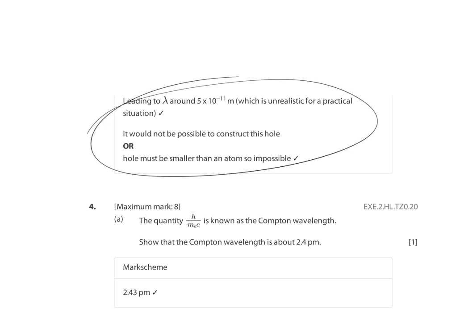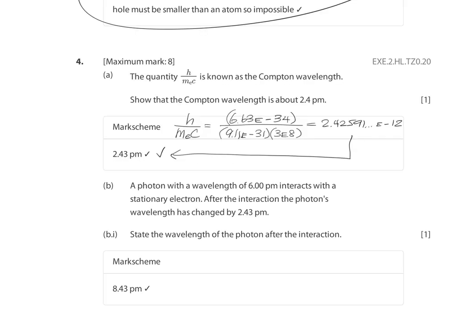Mark scheme. All right, number 4. I have 5 minutes. 4a is pretty basic. It says h over m_e c is the Compton wavelength. Show that that's 2.4 picometers. Run the numbers, and yes, you get 2.43 times 10 to the negative 12 meters.